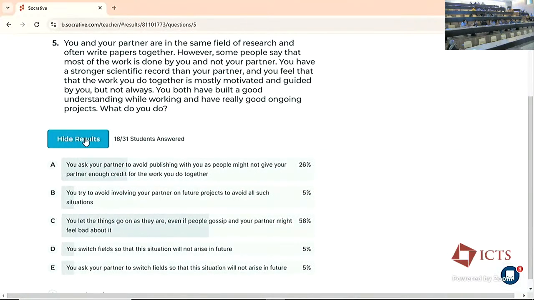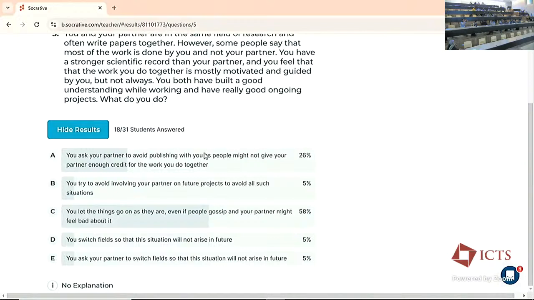Okay, so these are the results. Okay, C. So you let things go on as they are, even if people gossip and your partner might feel bad about it. So this is the first time we have a clear winner, I think. Does anyone want to say something if they have chosen C, where you let your partner feel bad about it?